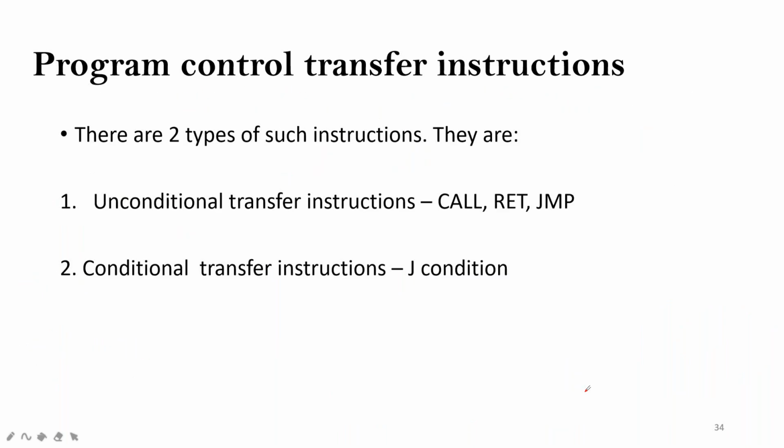And program control transfer instructions. There are 2 instruction classifications. One is conditional, another one is unconditional. Okay. So under conditional, we have J condition. Under unconditional transfer, we have call, return, and jump.